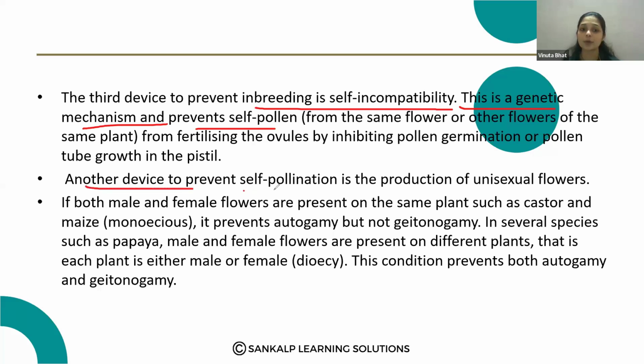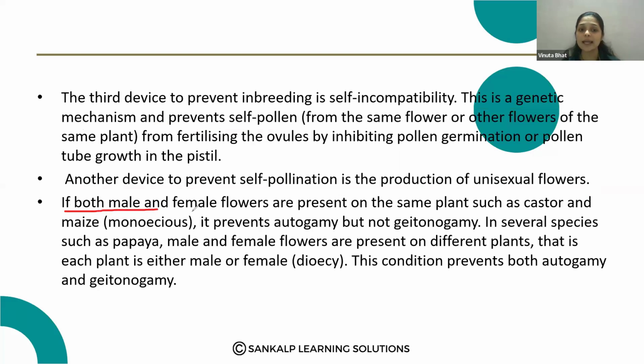Another device to prevent self pollination is production of unisexual flowers. Unisexual flowers means either the male reproductive structure is present or the female reproductive structure is present. So like that, they achieve cross pollination. They ask this as a 5 mark question in the board exam.